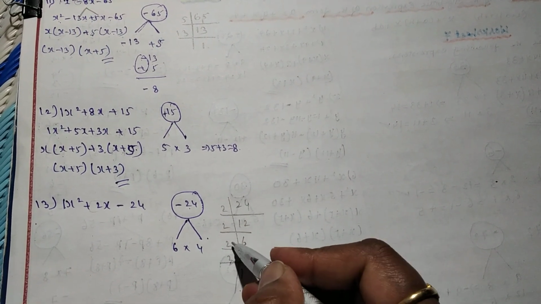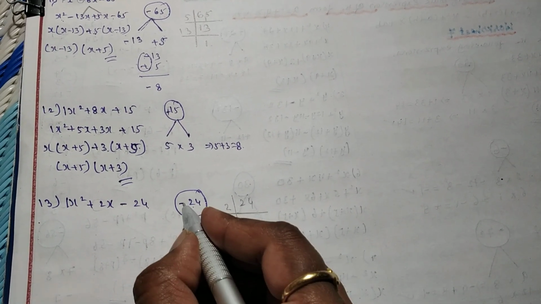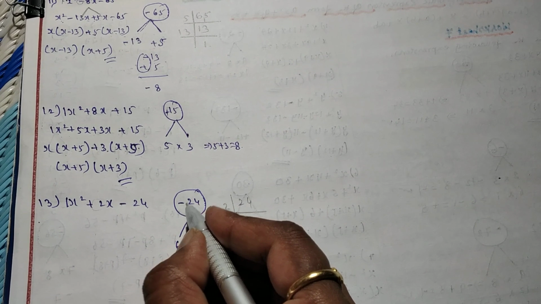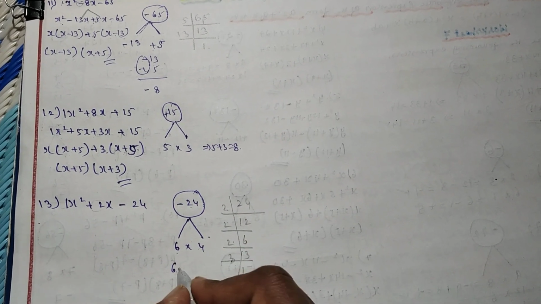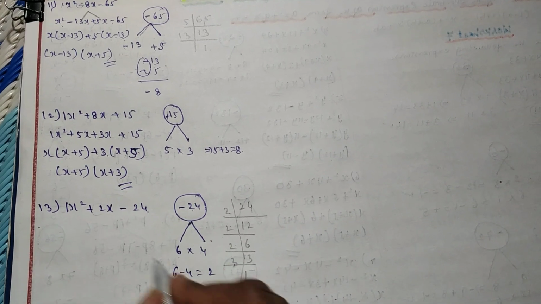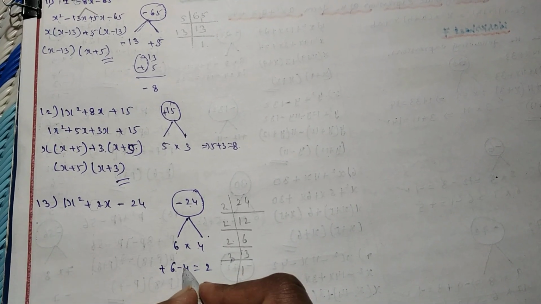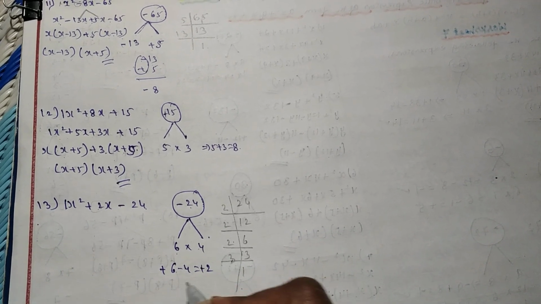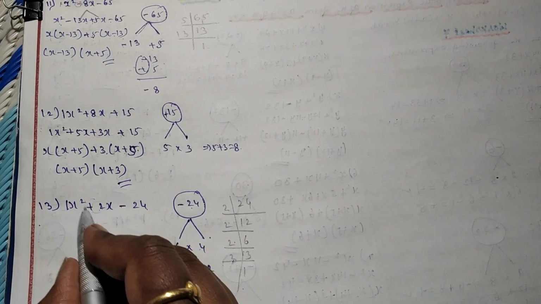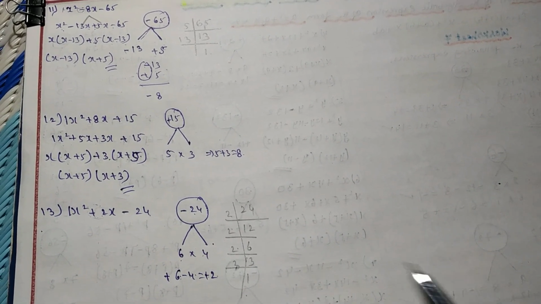That is 3 2s are 6 and 2 2s are 4. So 6 4s are 24. And here we require minus. Minus means 6 minus 4. 6 minus 4 equal to 2. Yes, which we required here, the same. But what 2 we required? Plus 2. Means plus 6 minus 4 equal to plus 2. In case if we have minus 2 here, then we have to write minus 6 plus 4 equal to minus 2.